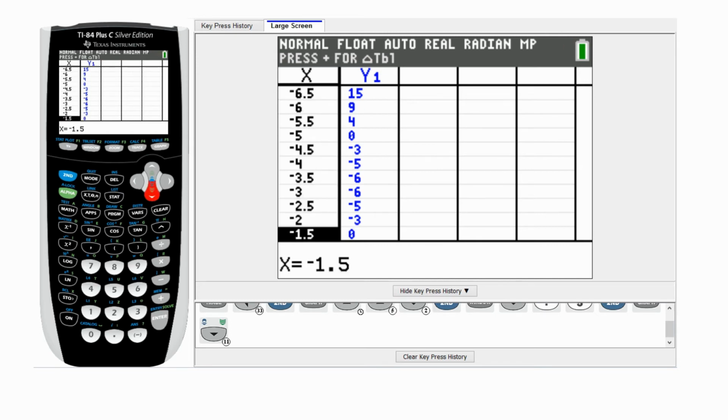Now I can see both my solutions. Negative 5, 0 and negative 1.5, 0. So that's the second way that we can verify our answers. One is by using trace, and the other is by going to our table.